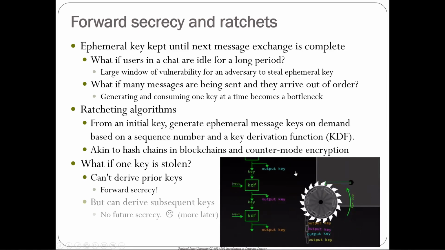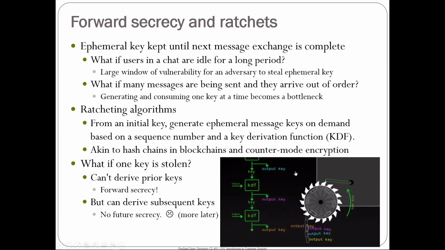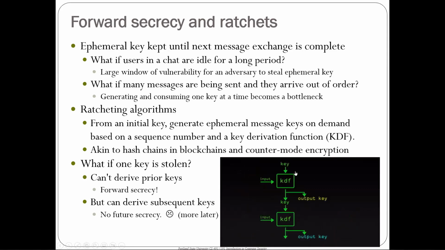But this is a segue. You can derive subsequent keys, right? Because this is a ratchet algorithm and you know the current ratchet number, now I can generate the subsequent ratchet. So this doesn't give you future secrecy. We'll talk about future secrecy in a second.